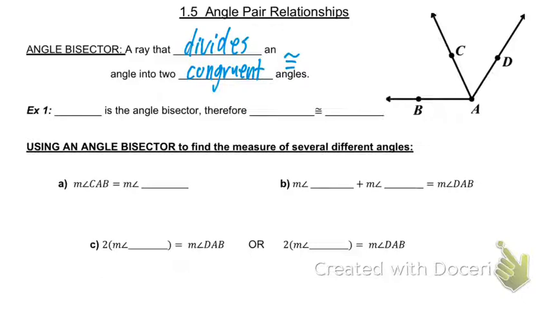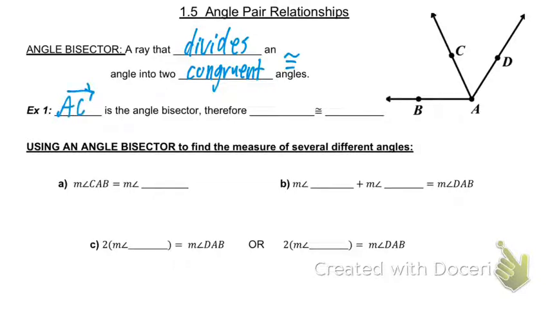Is this an example or something? It is an example. So, we have an example here. In this example, the big angle, angle DAB. Ray AC is the bisector, okay? So ray AC is the angle bisector.